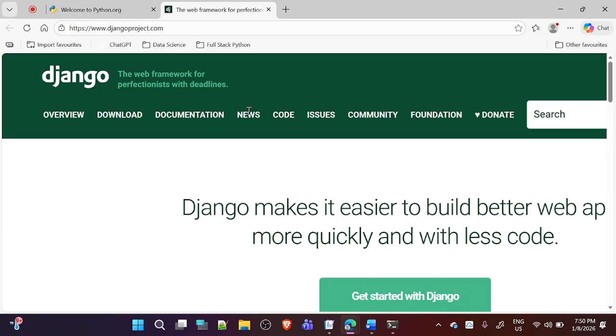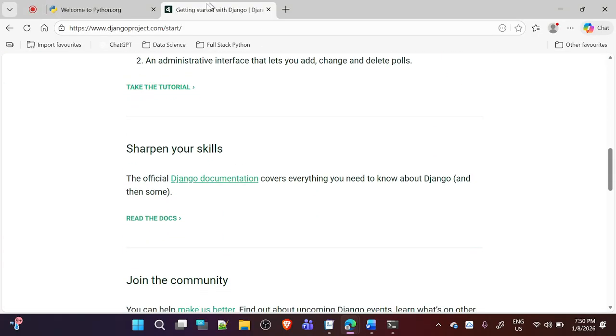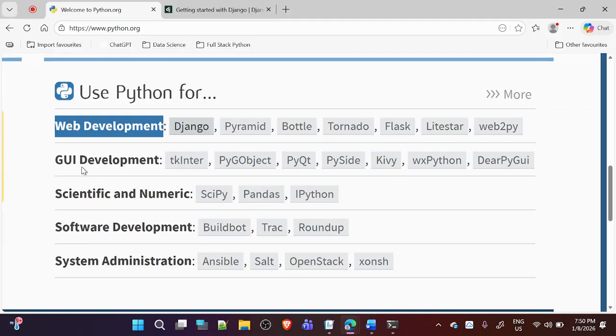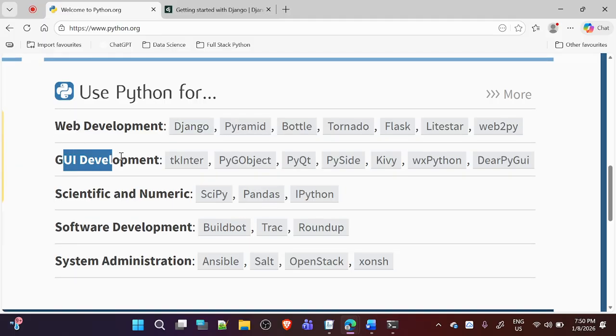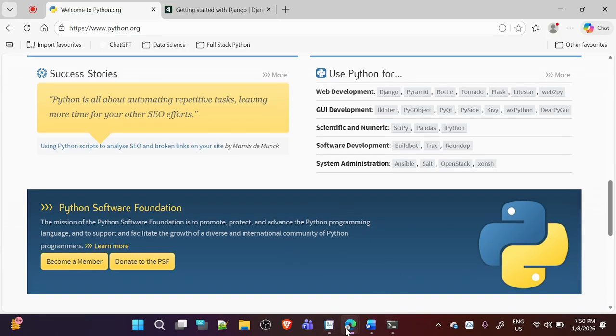perfectionists with deadlines. Okay, so this is the Python framework for web development. Others are Pyramid, Bottle, Flask, and web2py. For GUI, meaning for creating interfaces, we have libraries like tkinter and PyObjC. We have different libraries like that. So domain-specific libraries are also provided by Python.